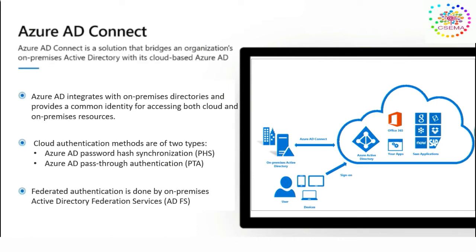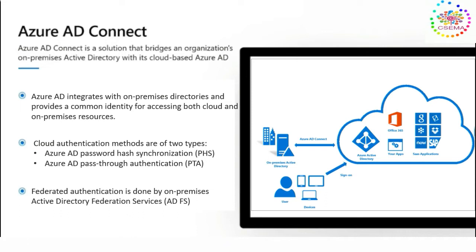Choosing the correct authentication method is a crucial first decision in setting up an Azure AD hybrid identity solution. For cloud authentication, users can sign into cloud apps without re-entering their credentials. These are of two types: Azure AD PHS. Users can use the same username and password that they use on premises without using additional infrastructure.